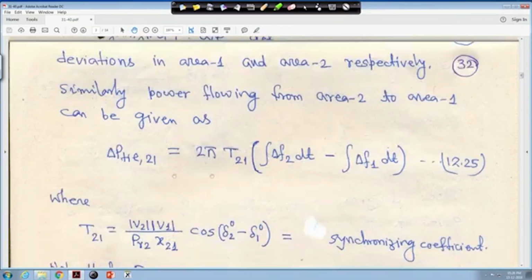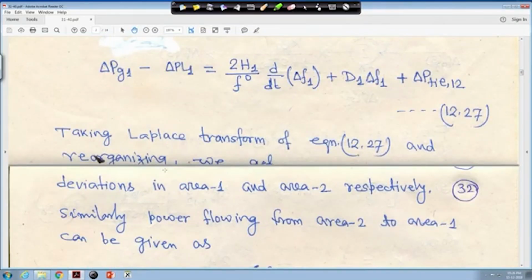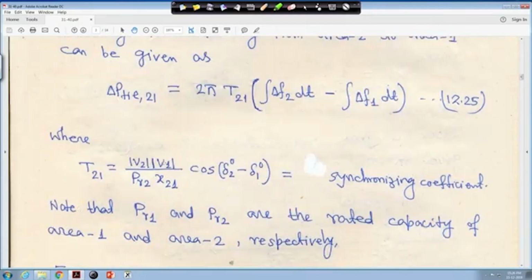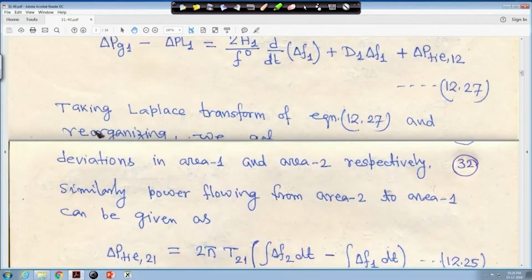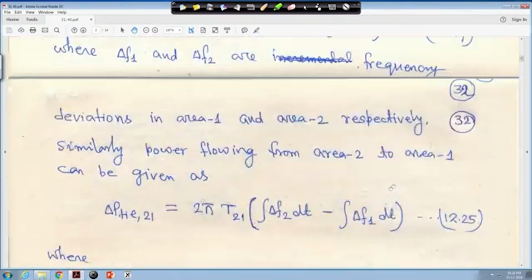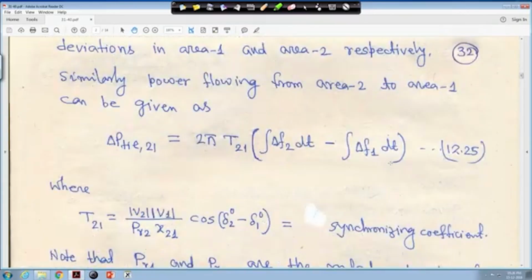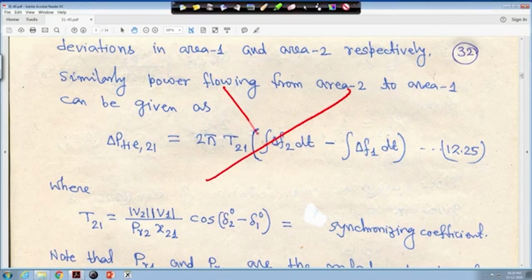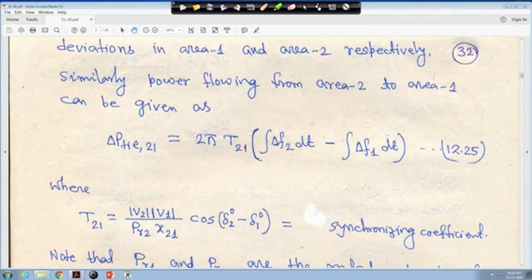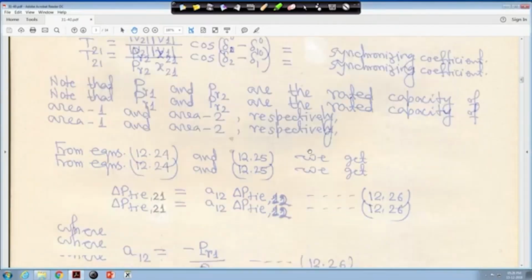We know that delta P tie 1 2 and delta P tie 2 1 both are known. And just one thing: this page 32 was actually repeated once, this is 32 and this is also 32. So this page, do not read again, you skip it, because we have already discussed it; it was scanned twice. So you skip this one, and then we will go to page 33.